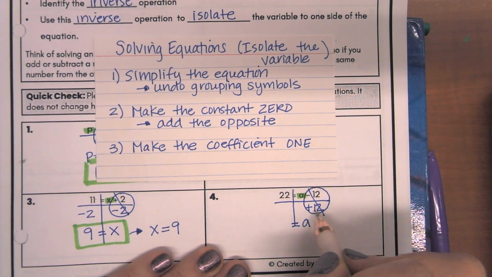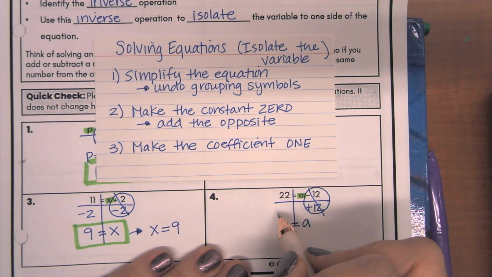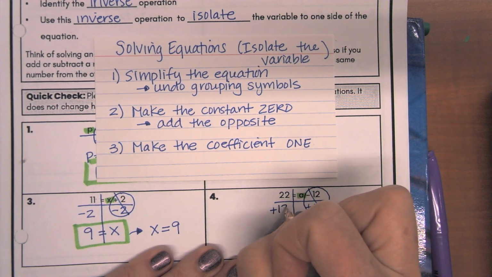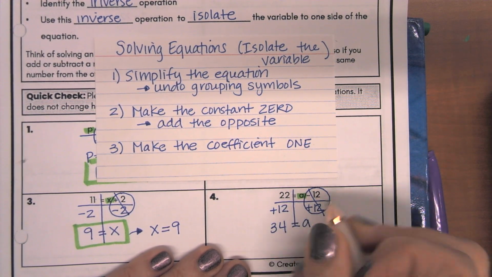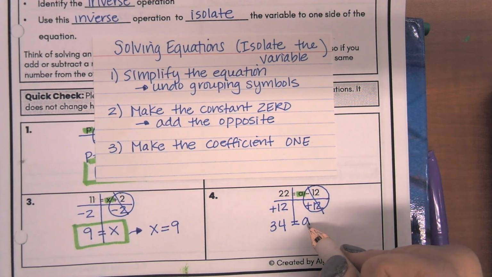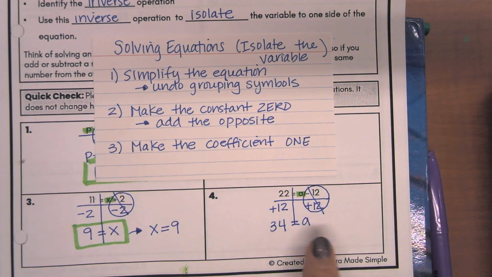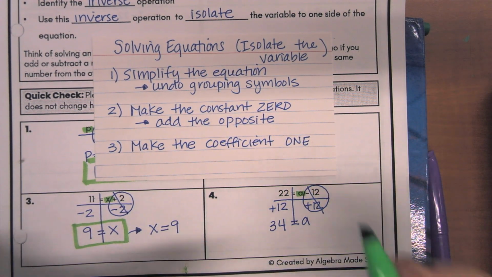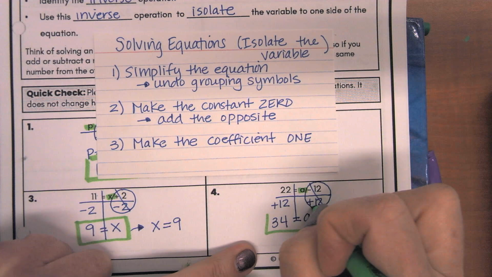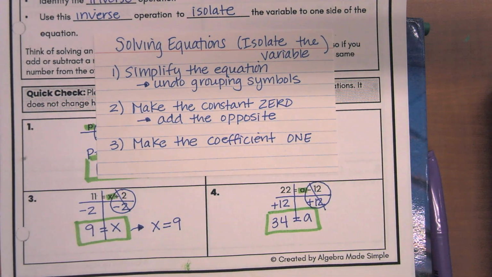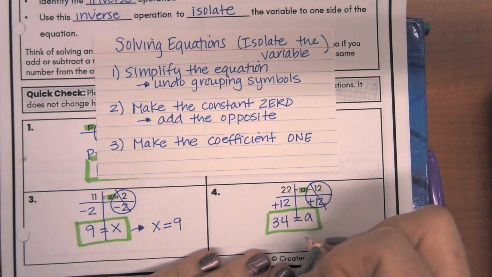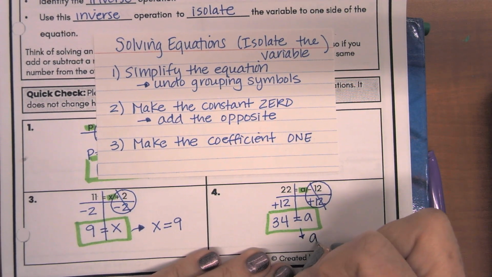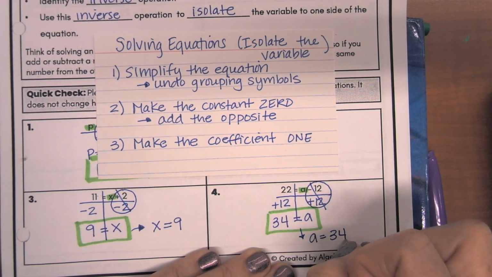Now that I added 12 on this side, what do I need to do? I need to add 12 on the other side. 22 plus 12 is 34. Now, notice my coefficient is a 1. That's why I don't see it. And I am done. Now, can we change this and write this another way? Yes, we can. We can change this to a equals 34.